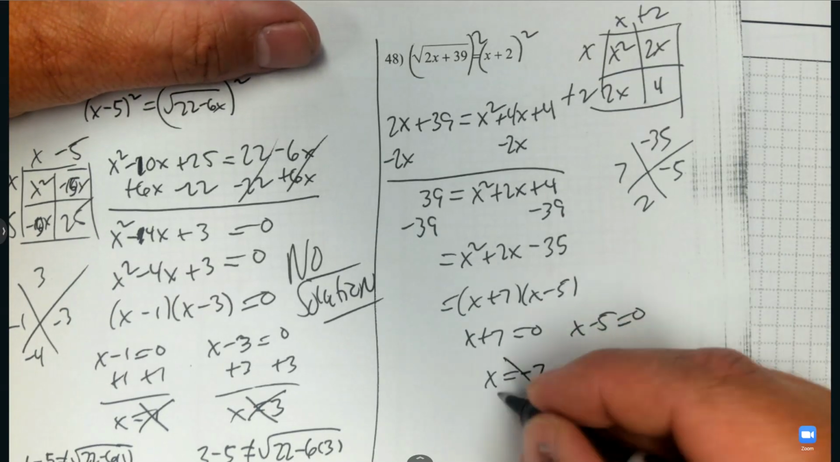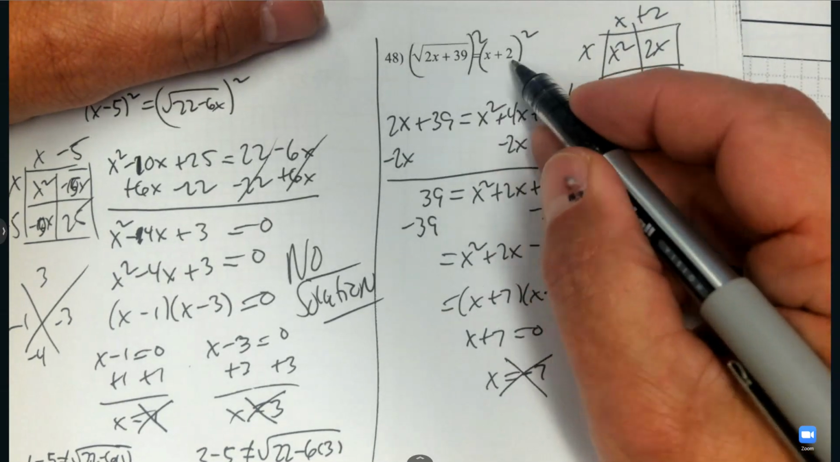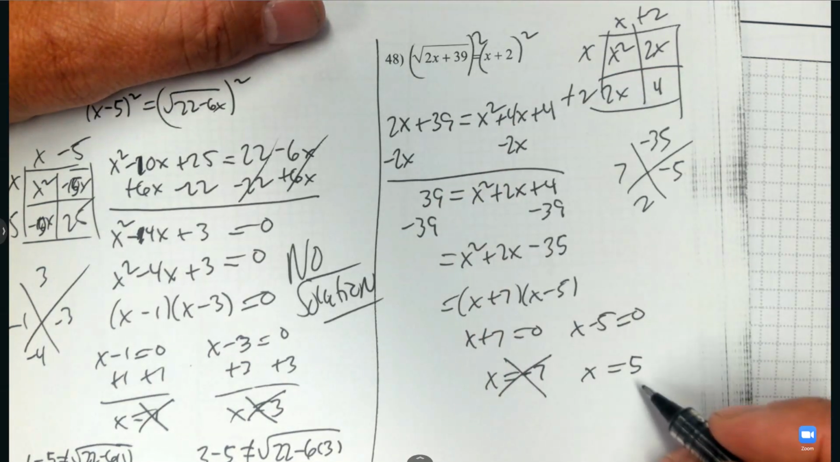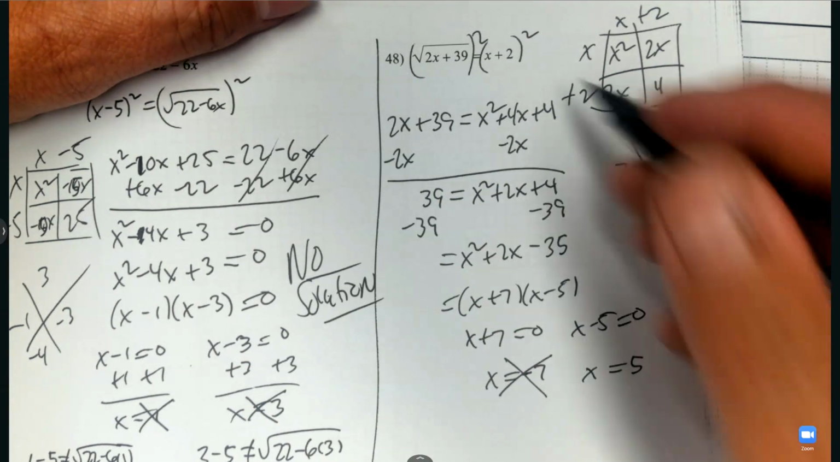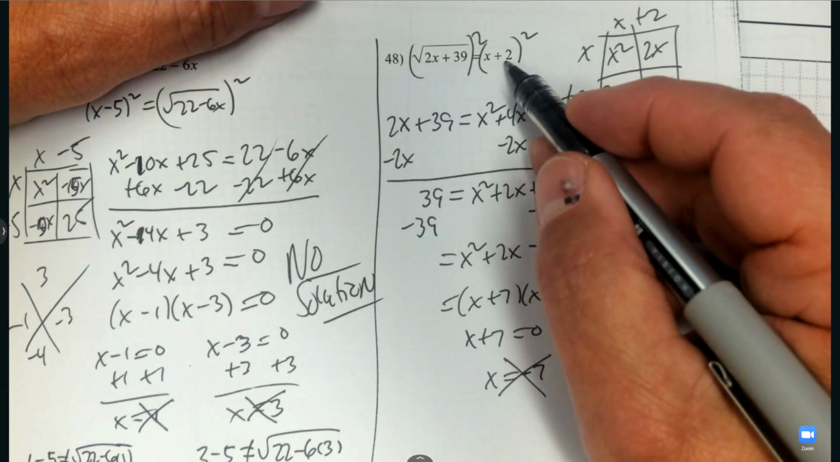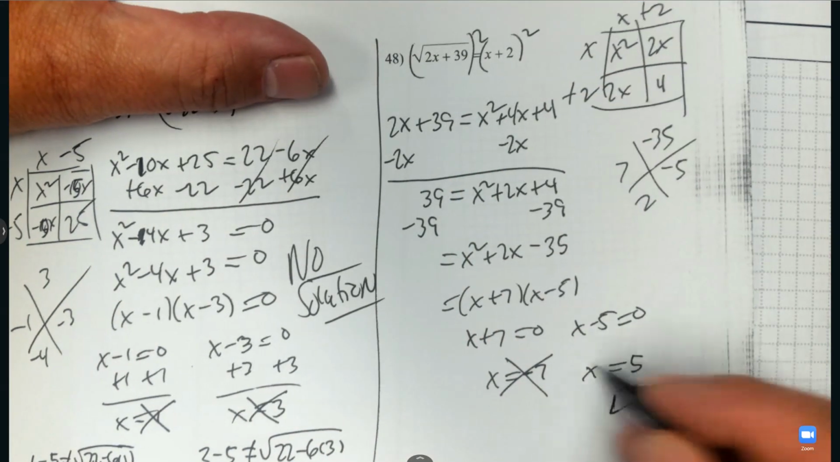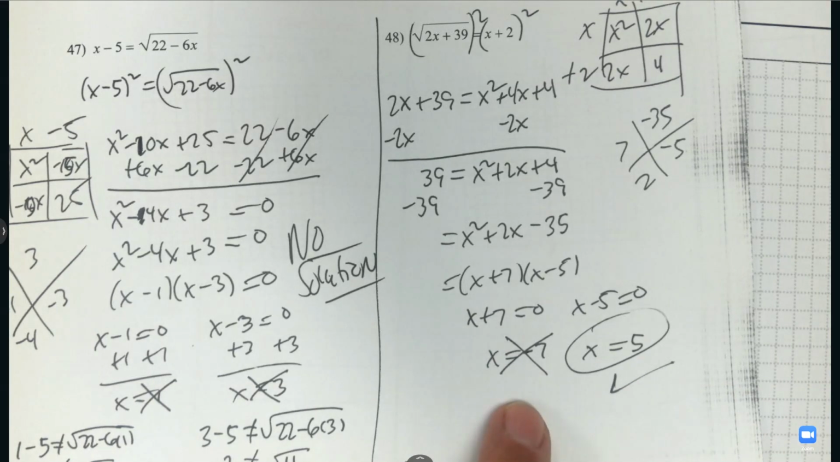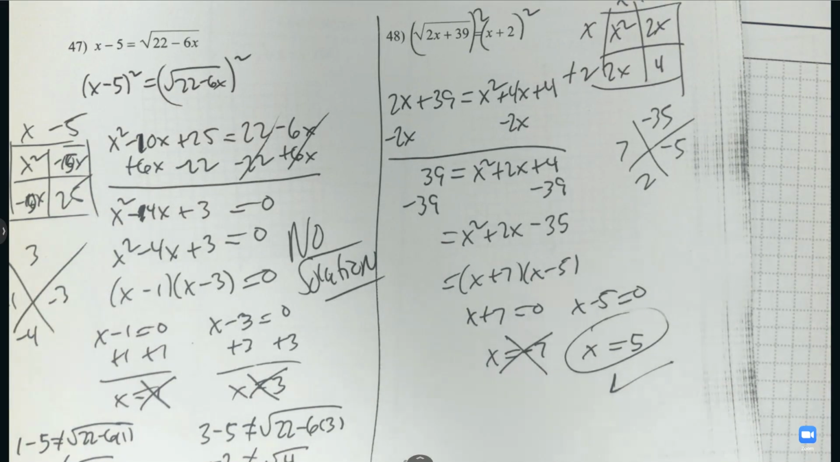So right away, negative 7 is a bad solution because negative 7 plus 2 is a negative value. The square root of a number can't equal a negative number. But 5 does work. 5 plus 2 is 7. This is the square root of 49. 5 is a good solution. Negative 7 is extraneous. And you did it. All right, that's working at solving equations. Last part, can you graph?